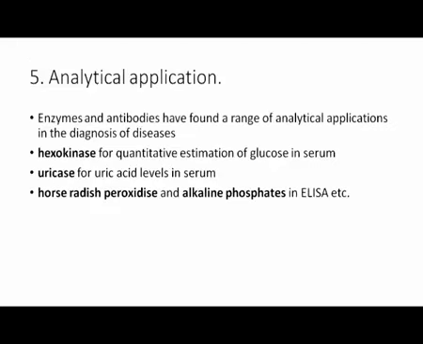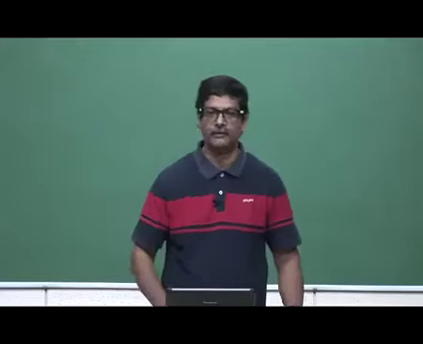Moving on, proteins can be used in analytical applications. For example, enzymes and antibodies have found a range of analytical applications in the diagnosis of diseases. For example, hexokinase is used for quantitative estimation of glucose in the serum. Uricase is routinely used for measuring uric acid levels in the serum. Two very important enzymes, horseradish peroxidase and alkaline phosphatase, are used in ELISA, and then there are hundreds of applications that we generally do every day in our laboratories.